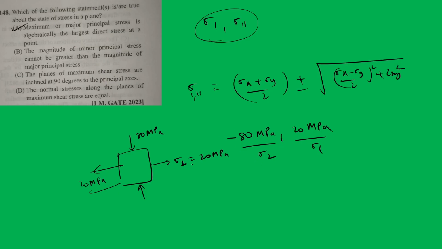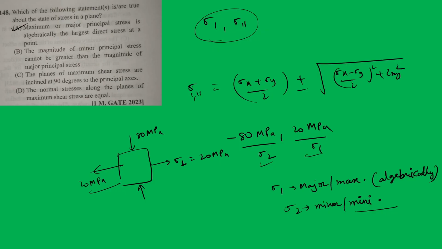Whenever we say which one is sigma 1 and sigma 2, we definitely see it algebraically, not by the absolute value. Algebraically, whichever is larger will be major, so sigma 1 will be the major or maximum principal stress, and sigma 2 will be the minor or minimum principal stress algebraically.